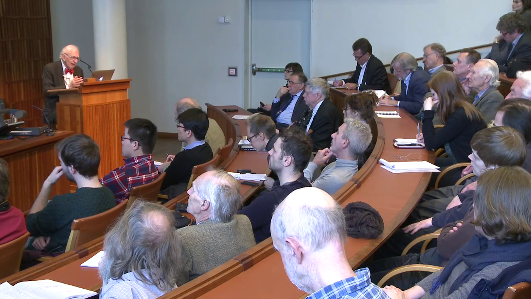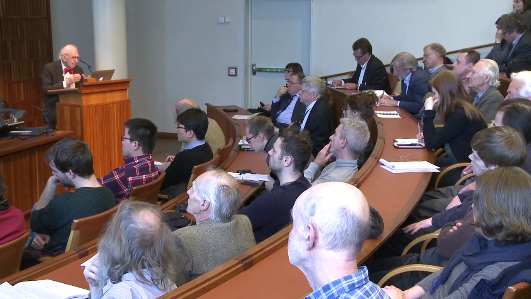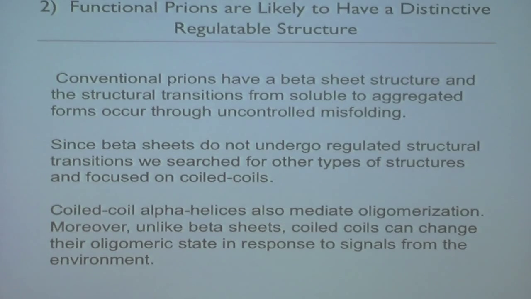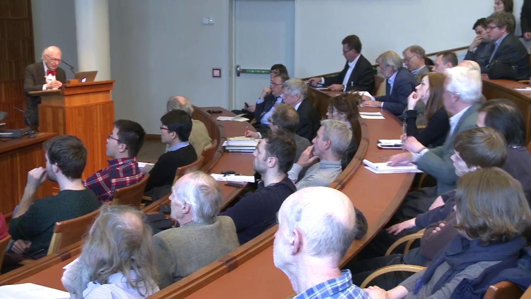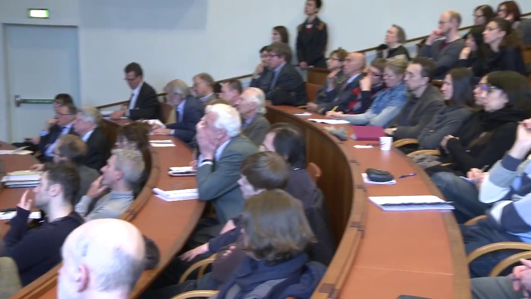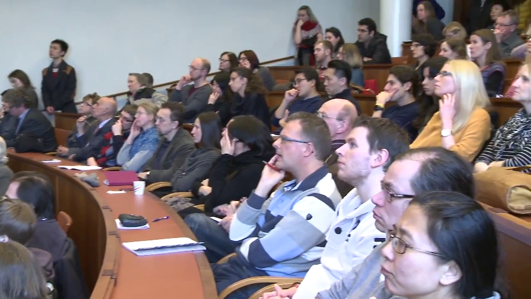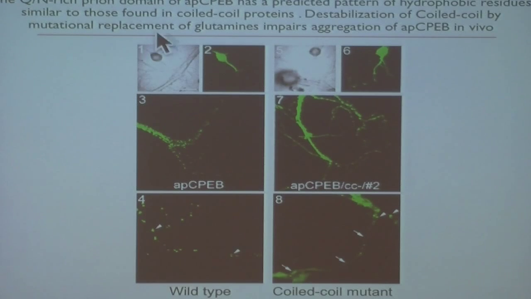So we looked at other things, and Ferdinando Fumara was really important in having insights that maybe something like coiled alpha helices could be a more likely candidate for mediated oligomerization that can be controlled. Because unlike beta sheets, coils can change their state in response to signals in the environment. He's carried out a number of experiments. We've published 2 papers on this to show that there are these Q-enriched prion domains of CPEB that have the predicted pattern of the hydrophobic residue similar to that you see in coils. If you destabilize that, you lose the capability for aggregate formation in Aplysia neurons. So this and other information has made us think that it's likely that coils would be involved.